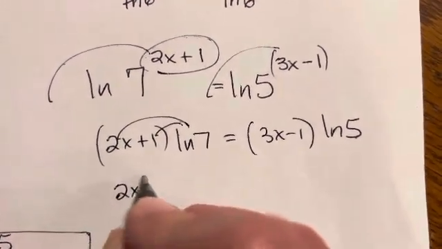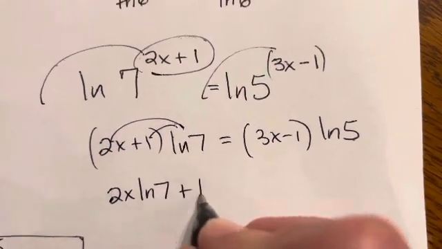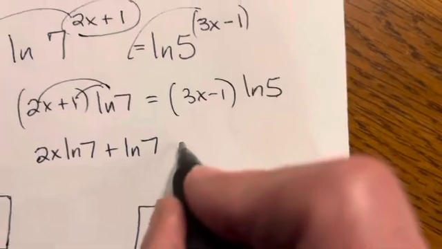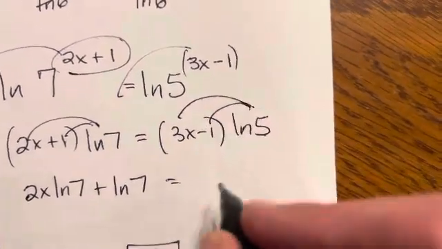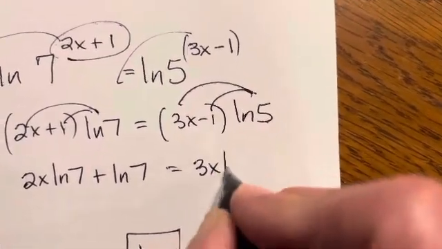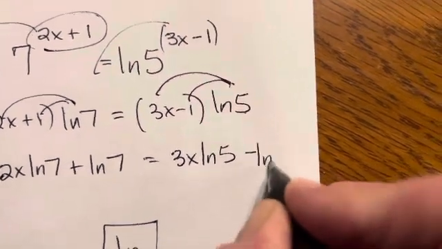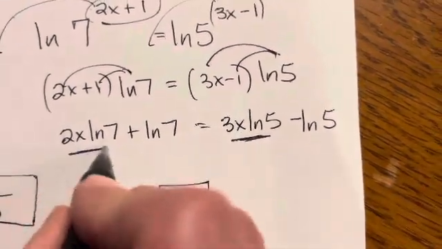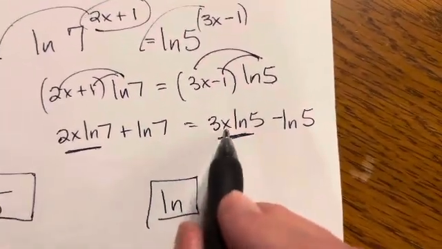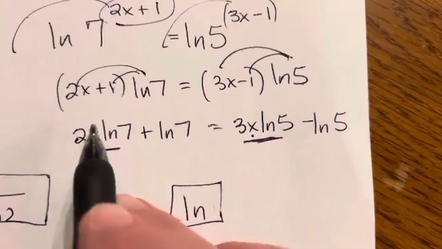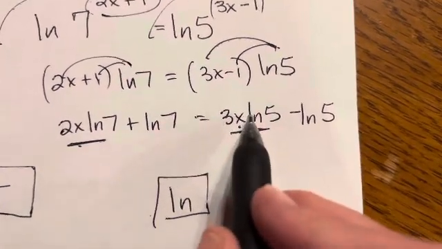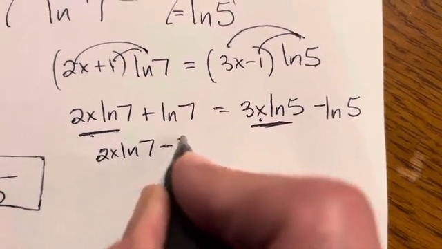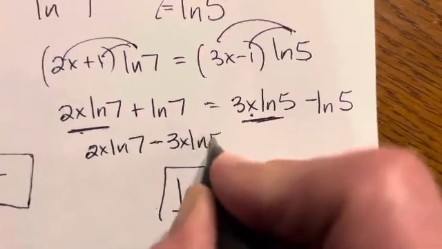So it gives me 2x, the natural log of 7, plus the natural log of 7, because the log of 7 times 1 is the log of 7. I'm going to distribute him into both things. So I get 3x, the natural log of 5, minus the natural log of 5. Now, anything that has an x, get him on one side. See this little x right here? So I'm going to put him over here. So he's positive on this side. When I bring him over here, he's going to be a minus. So minus 3x, the natural log of 5.